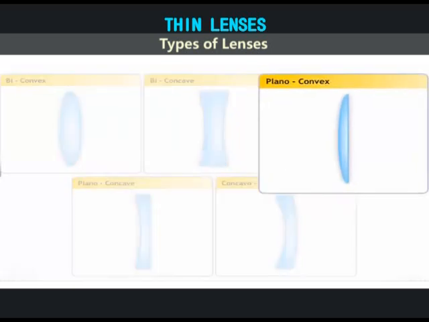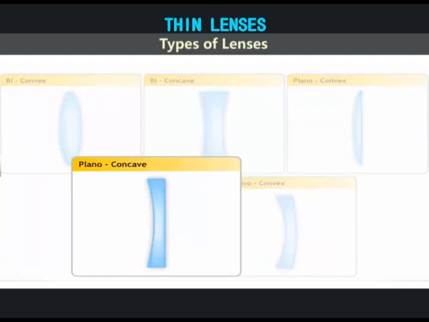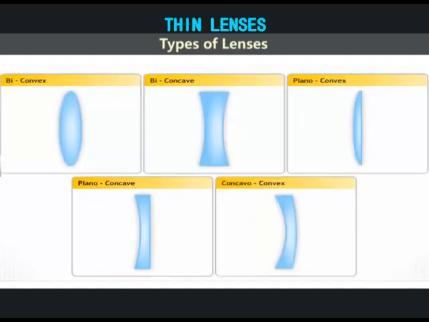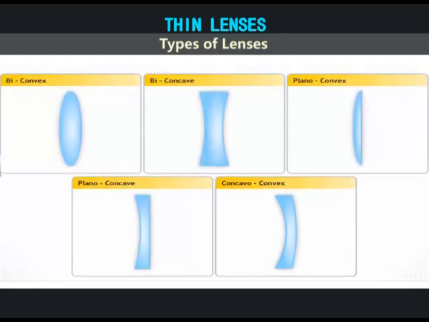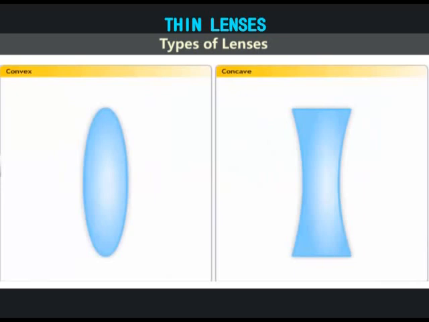A plano-convex lens has a convex surface on one side and a plane surface on the other. A plano-concave lens has a concave surface on one side and a plane surface on the other. And a concavo-convex lens has a concave surface on one side and a convex surface on the other. In this chapter, we shall only look at convex and concave lenses.